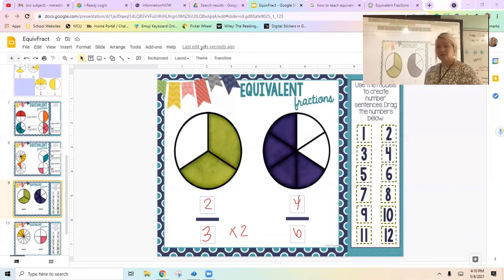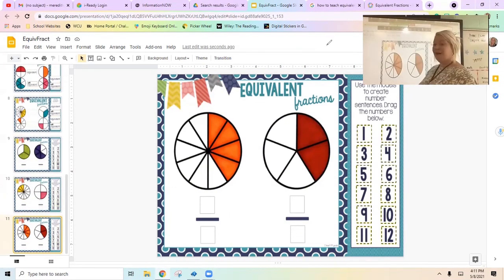Okay, we're on the right track so far. So I'm going to do the same to the top that I did to the bottom. 2 times 2 equals 4. So are these fractions equivalent? Yes, they are. I know that 2/3 and 4/6 don't look the same, but they actually are the same amount. All right, we're going to do one more problem and then I'm going to let you try.